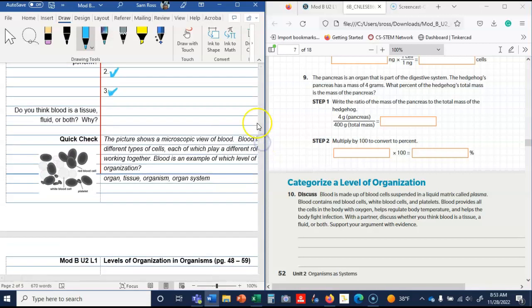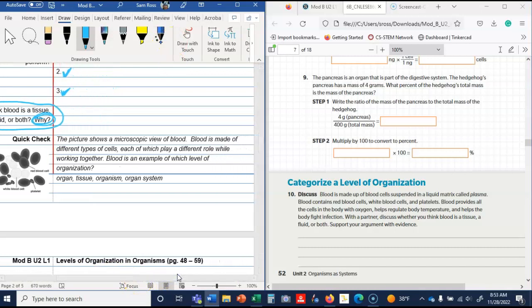And then I have a little question that you can answer because there is not a right answer. Do you think blood is a tissue, a fluid, or both, and why? Now, your answer will be correct as long as you can tell me the why. Why do you think it's a tissue? Why do you think it's a fluid? Why do you think it's both? Okay? Just a question, to get you thinking.